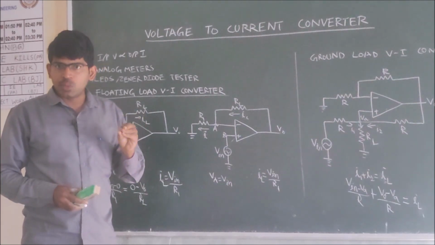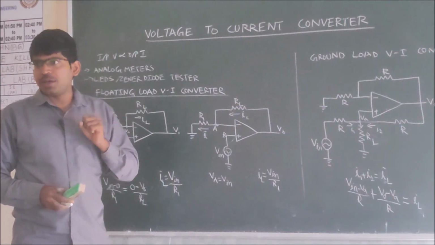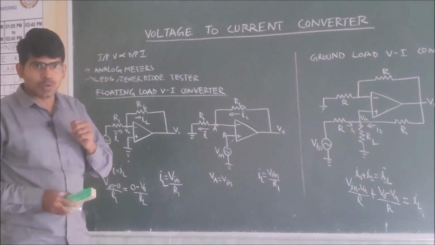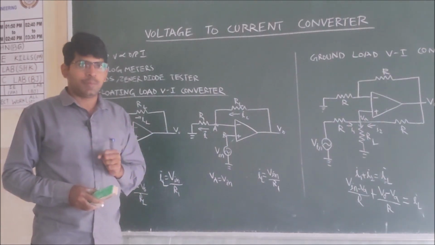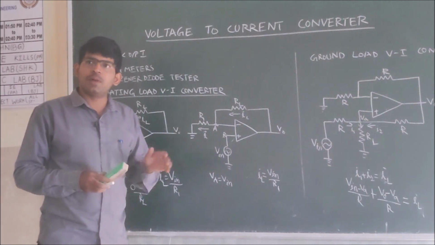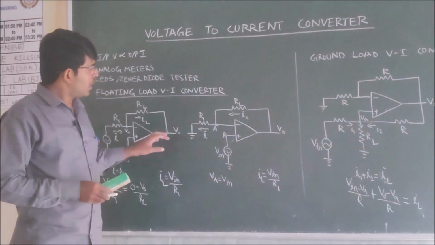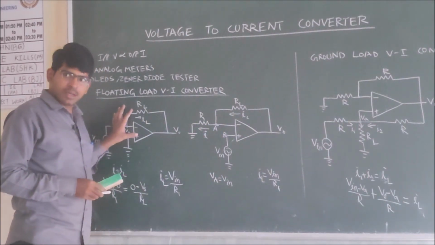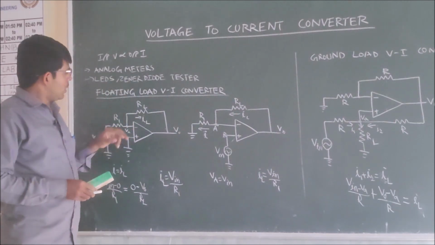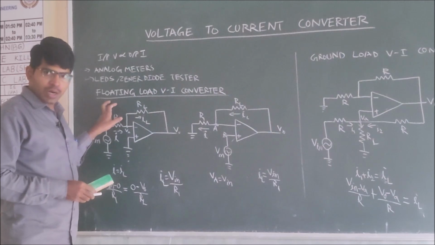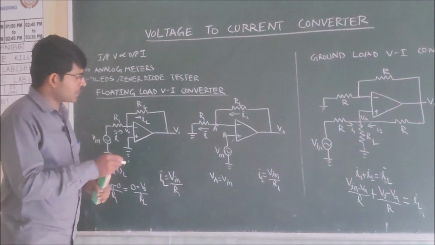If we increase the input voltage, the output current also will be incremented. If we decrease the input voltage, the output current also will be decremented. This type of circuit we are building is called a voltage to current converter. In the voltage to current converter, we mainly have two types. One is the floating load voltage to current converter. The second one is the ground load voltage to current converter.